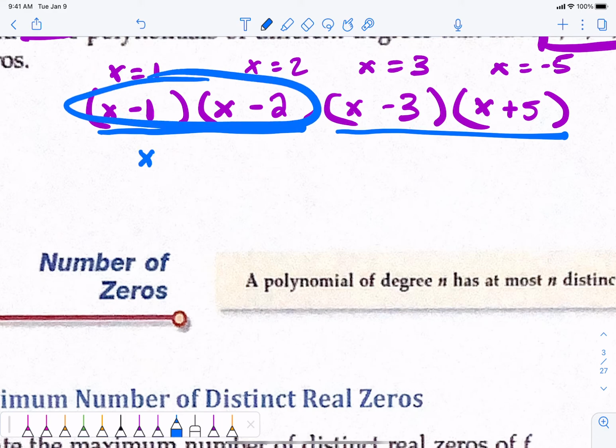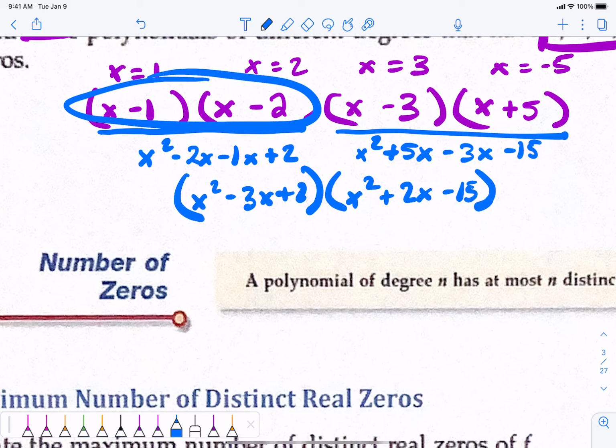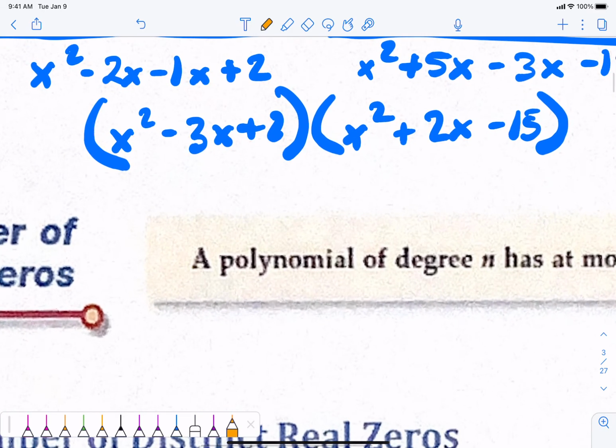So this is x squared minus 2x minus 1x plus 2. Okay? And the other one. If we put the middle two pieces together, it's x squared minus 3x plus 2. There's what he looks like. Then let's do this guy. X squared plus 5x minus 3x minus 15. So that is x squared plus 2x minus 15. Now we have to multiply that together, right?